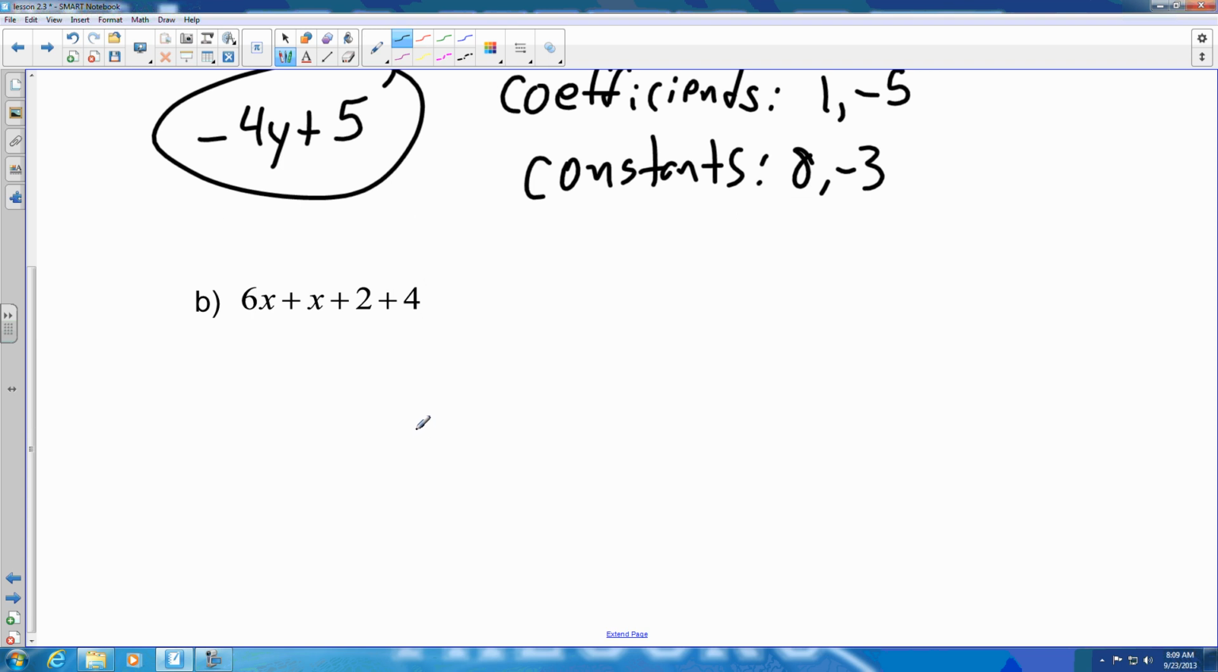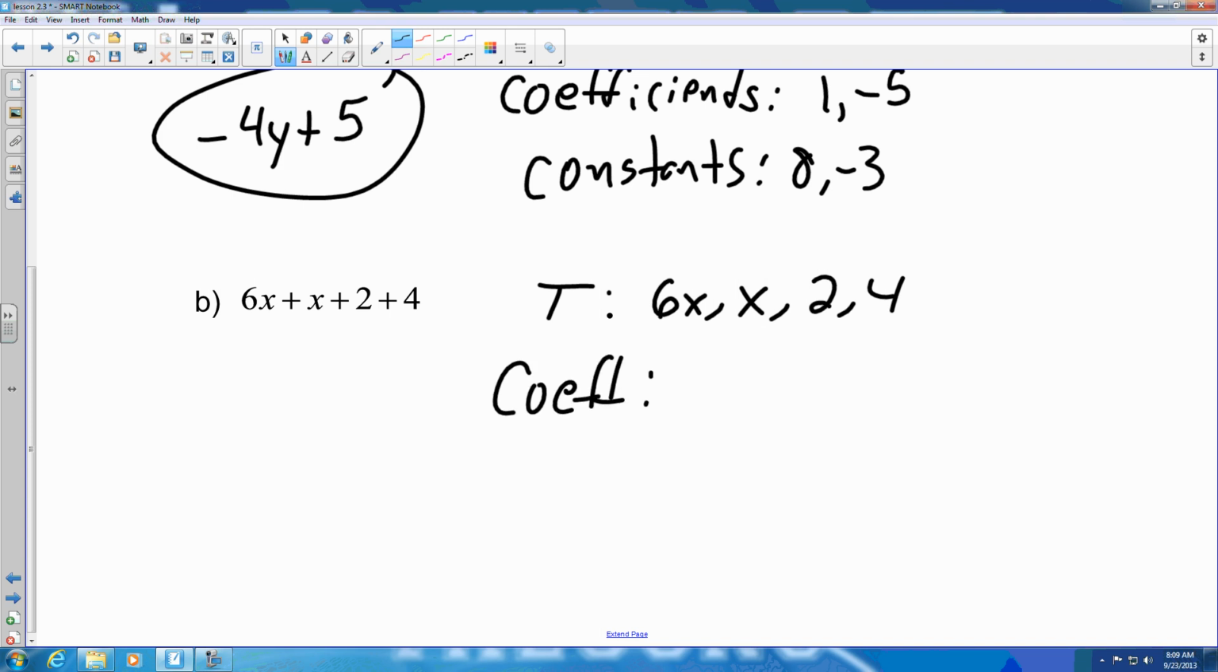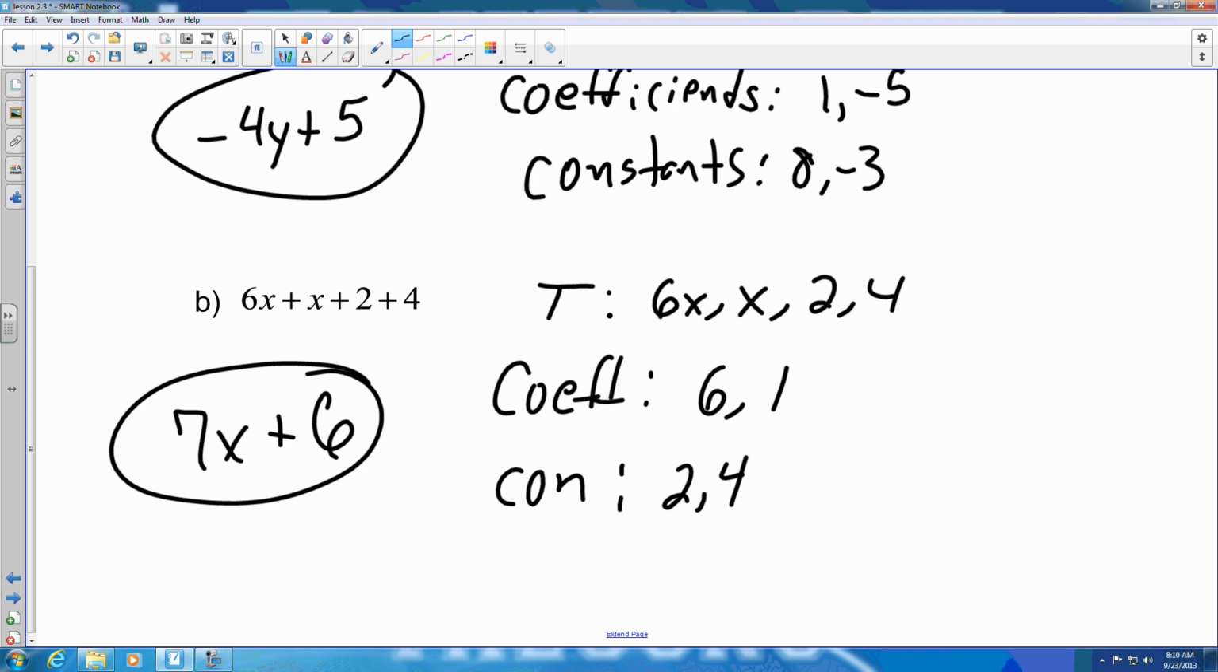So here, my terms would be 6x, x, 2, and 4. My coefficients would be 6 and 1 because they're attached to the variable. And then my constants would be 2 and 4. And if I were to combine like terms, 6x and x would give me 7x. And then 2 and 4, I can combine to make 6. So that would be my simplified expression.